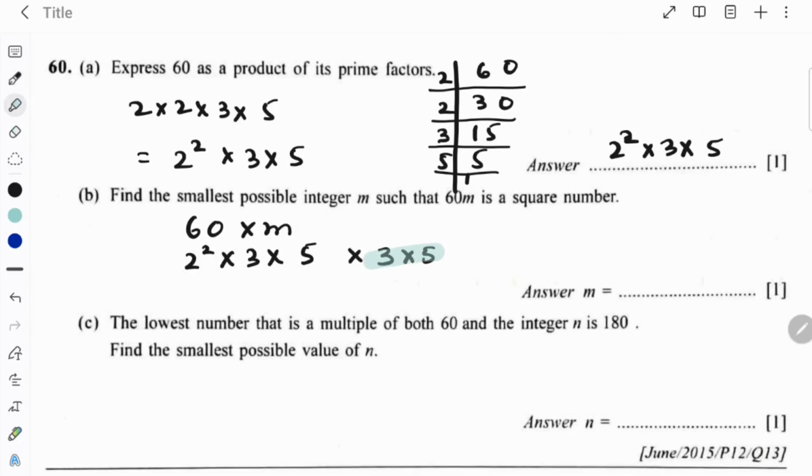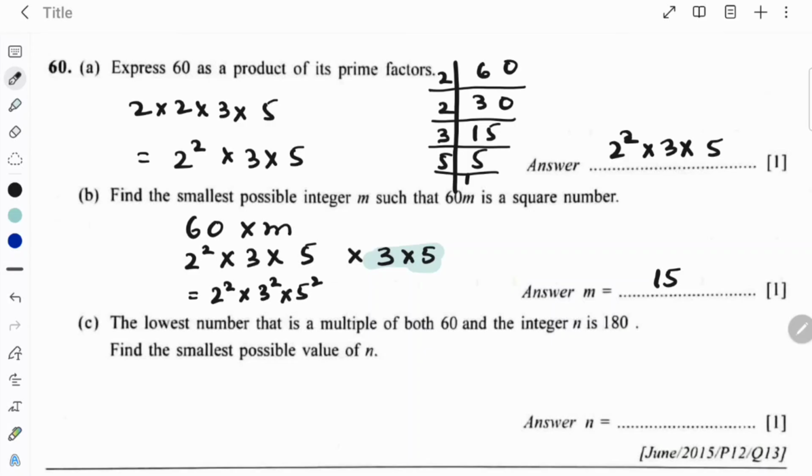So what did I multiply? I multiply 3 times 5 is 15. If you just check, if I multiply, it will become 2 square into 3 square into 5 square. So that is a square number. Which number did I multiply? 3 times 5. It means I multiplied 60 by 15 to get a square number.